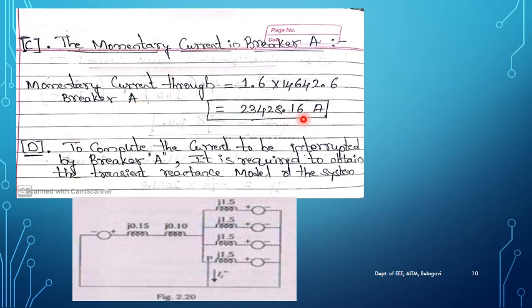Next, the third one, what he asked to find out is the current to be interrupted in breaker A for 5 cycles. To find out that, first we need to obtain the transient reactance of the network. So this is the sub transient. The previous diagram was for the sub transient reactance. Now we need to draw the transient reactance diagram of the entire network.